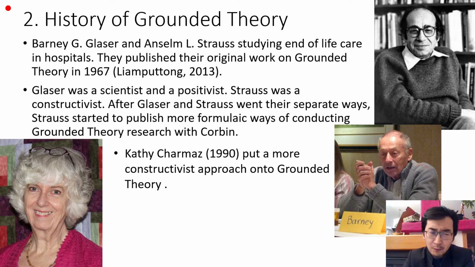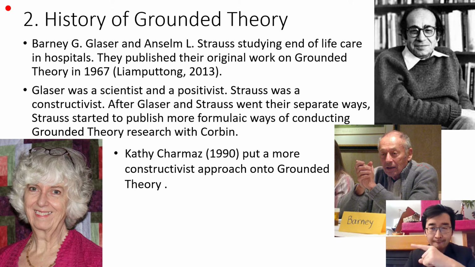Glaser and Strauss came from two very different backgrounds. Glaser was a scientist and a positivist, and Strauss was a constructivist with an emphasis on agency. Eventually, Glaser and Strauss went their separate ways, and Strauss started publishing with a different person named Corbin about how he saw, or they saw, grounded theory working. And then Glaser also published some different viewpoints of how grounded theory is supposed to work, and there was a little bit of argumentation about how grounded theory was supposed to work between the two groups.